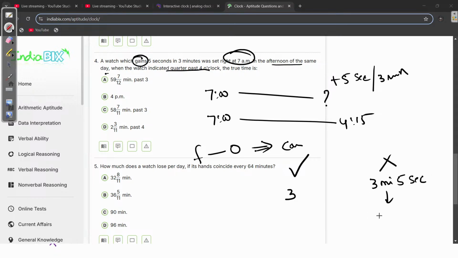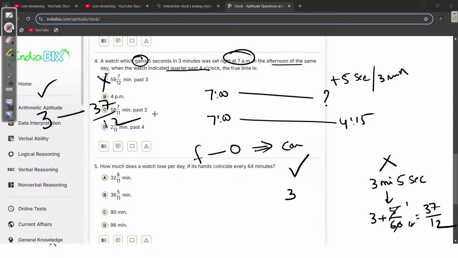I am going to write this as 3 minutes plus 5 seconds, and I am converting the 5 seconds into minutes by dividing by 60. That is 1 by 12. So you get 37 by 12, like 36 plus 1, 37 by 12. Now the comparison became like this: original 3 minutes equals faulty 37 by 12 minutes. We got the comparison. Then find out how many minutes there are from 7 o'clock to 4:15.